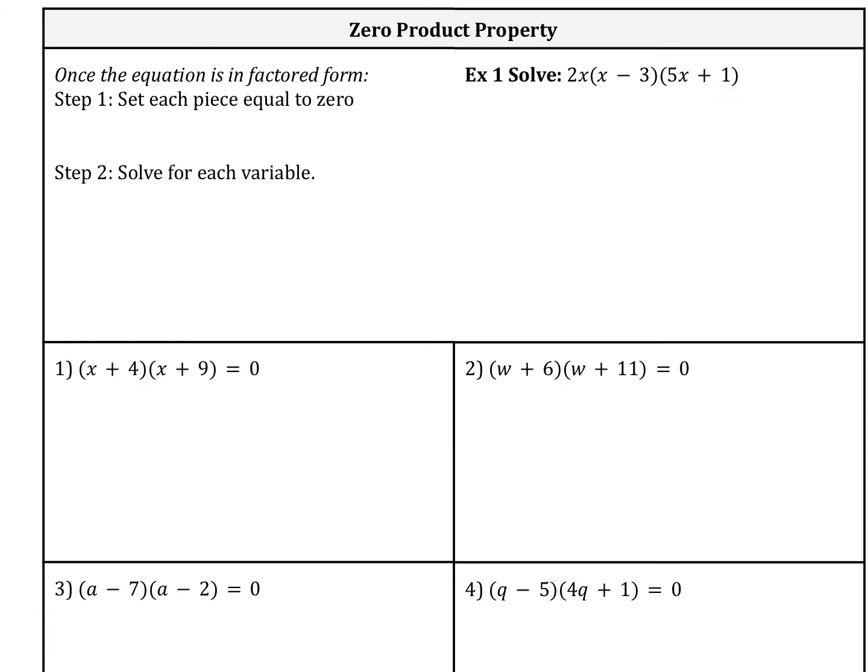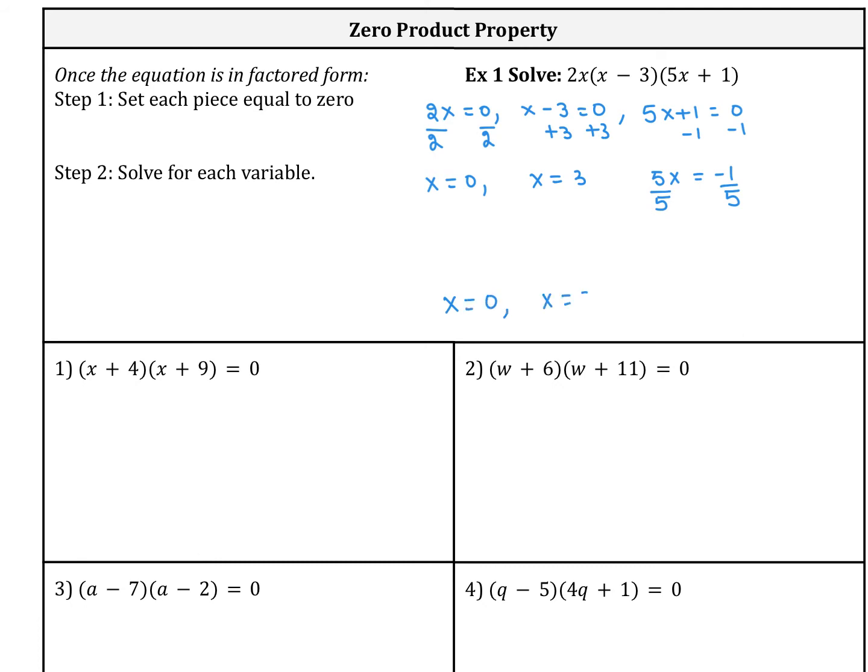You're going to put all the factors equal to 0 one by one. So one of the factors is 2x equals 0, x minus 3 equals 0, and 5x plus 1 equals 0. And then you're going to solve for x. So x equals 0. In the second one, you're going to plus 3. X equals 3. And in the last one, you're going to subtract 1, and then you're going to divide by 5. So these three answers: x equals 0 or x equals 3 or x equals negative 1 over 5.